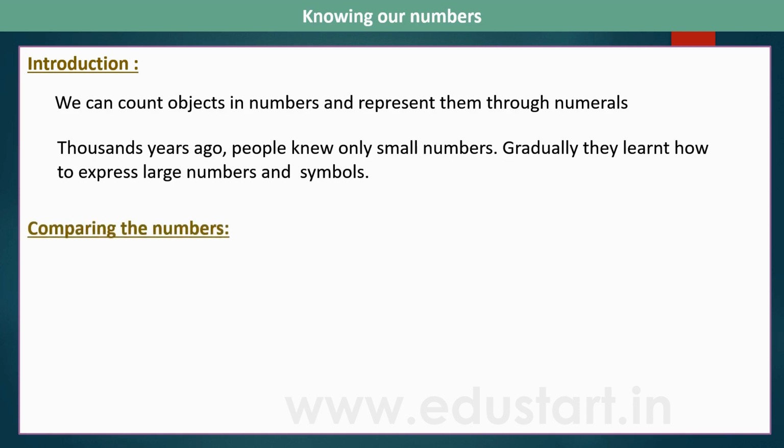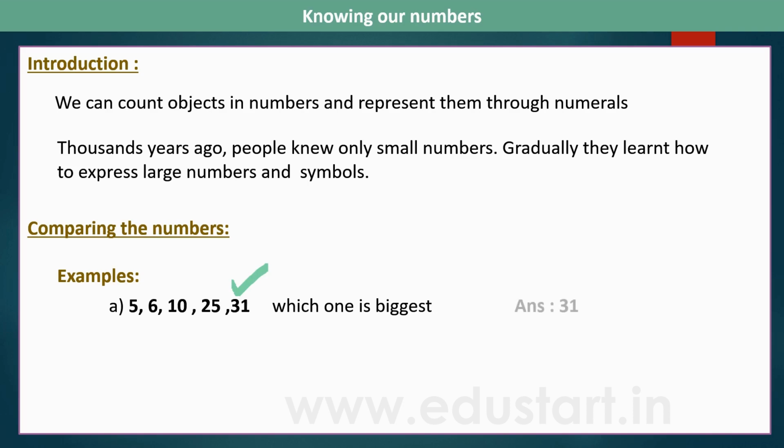Now come to comparing the numbers. Let's go through some examples. 5, 6, 10, 25, 31. Which one is biggest? If you compare, you can find that 31 is the biggest number. So the answer is 31.